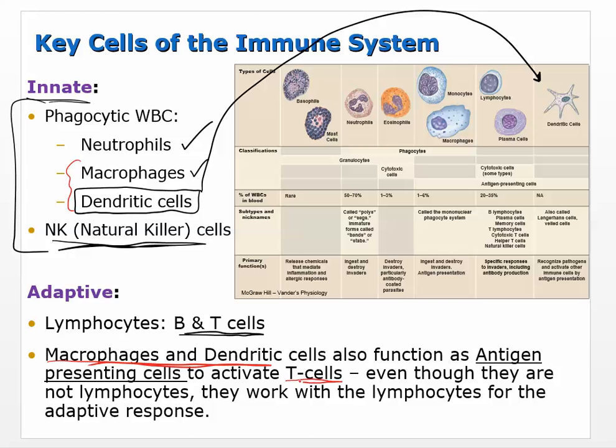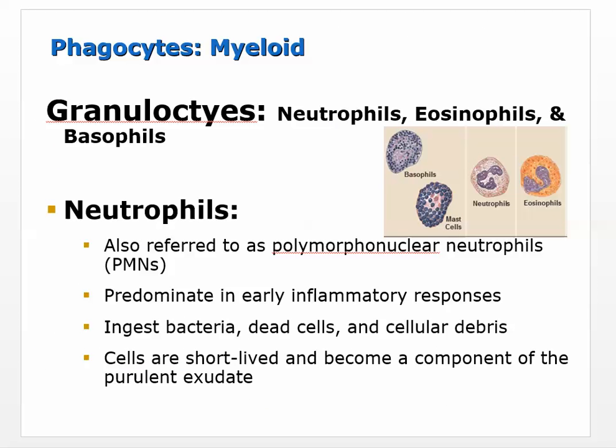Okay, so they're largely responsible for communicating what they're doing. They're like the security guard that sees something going on and then reports it to the police station. So these cells will communicate with the adaptive immune system to launch an adaptive, or all-out systemic, response. Even though they're not lymphocytes, they work with the lymphocytes for the adaptive response. Okay, so we can go through these fairly quickly because we've already talked about a bunch of them.